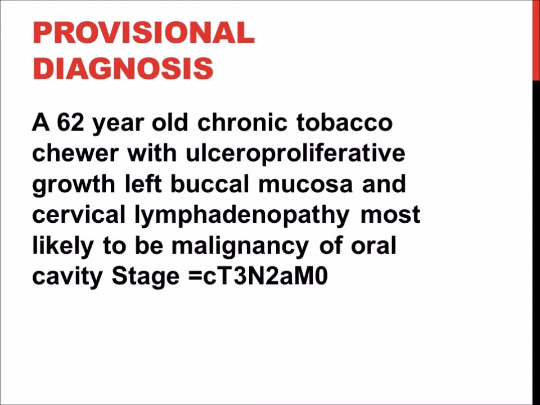Okay, so here T3 into AM0, this is because of the staging. Now I'll just discuss the staging in short, but I'll be putting a post on what is the actual staging as per AJCC. So just to say that T0 means there is no lesion. T1 is the size of the lesion less than 2 centimeters. T2 is 2 to 4 centimeters, or the depth of invasion is 5 to 10 mm. T3 means more than 4 centimeter size lesion, or the depth of invasion is more than 10 mm.